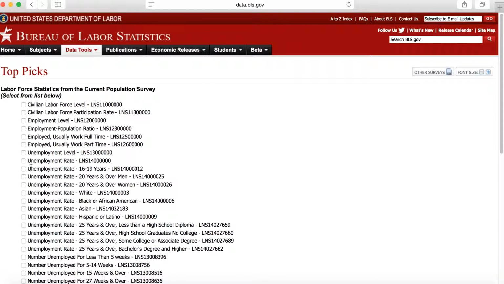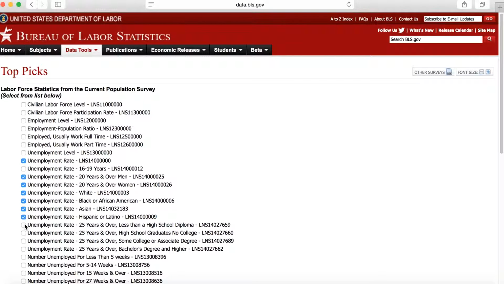Okay, so the thing that we want to check is this box right here for unemployment rate, because we want to compare the national average of unemployment rate, and then we're going to look at different subsectors of the economy. So let's look at men versus women. Let's look at whites, blacks, Hispanics and Latinos, and then let's bring in all the different education data that we have.